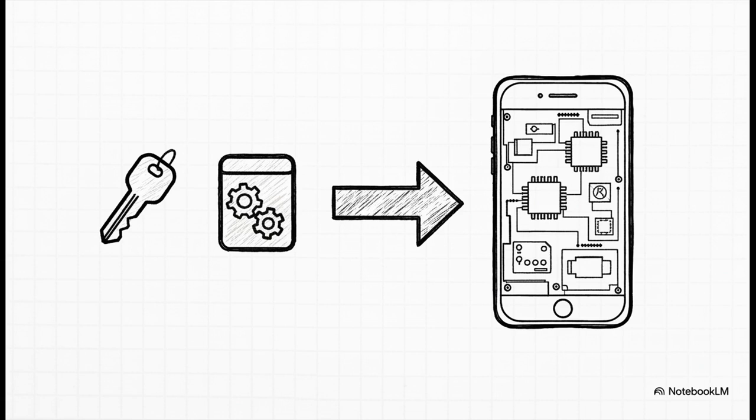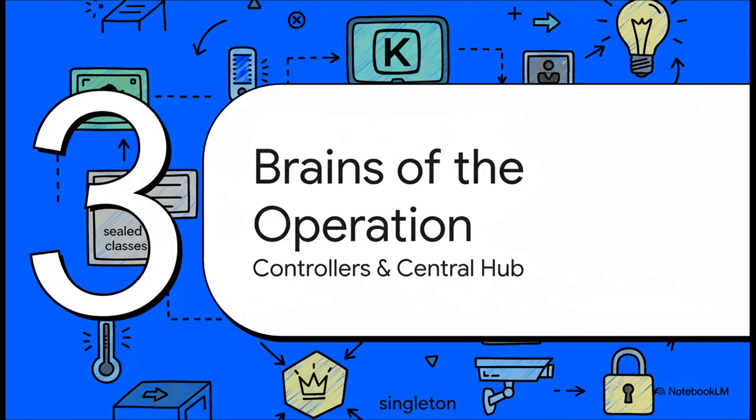They're just simple, specialized tools that make our code way clearer. Okay, our devices are fully defined. They have states, they have types, they're ready to go. Now it's time to build the brains of this whole operation. We're talking about the controllers and the central hub that's going to manage everything.